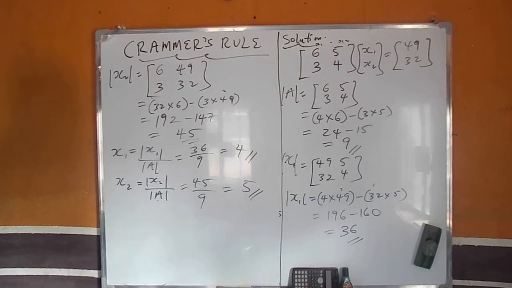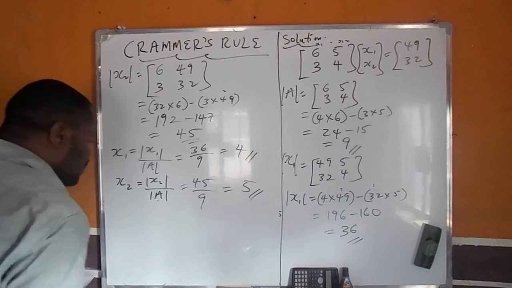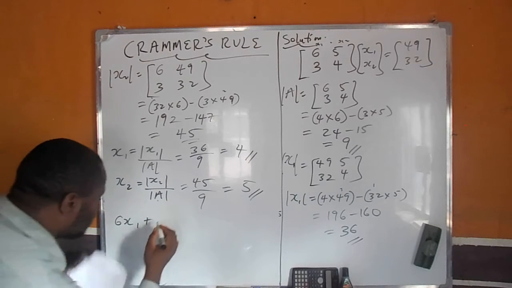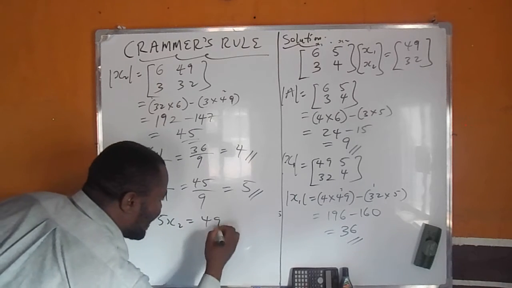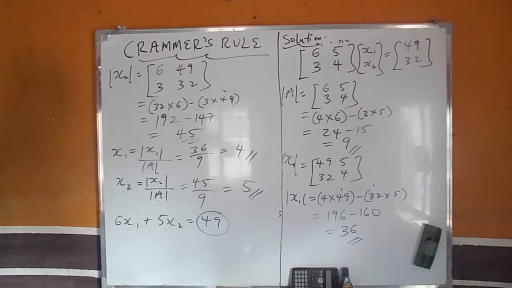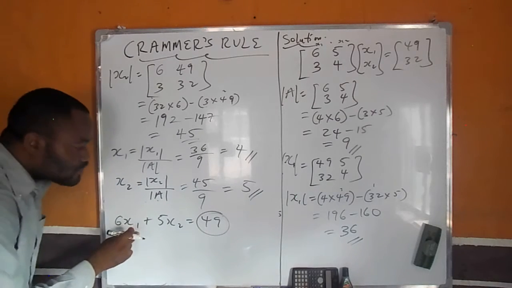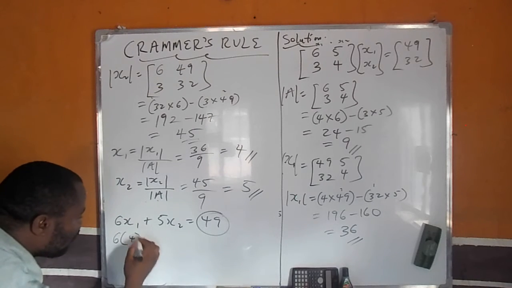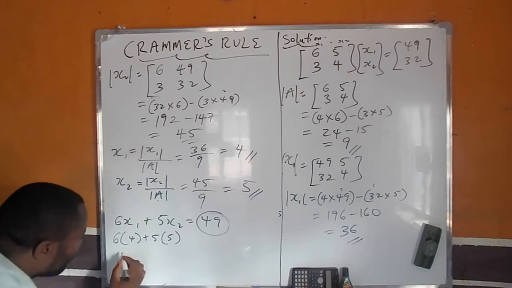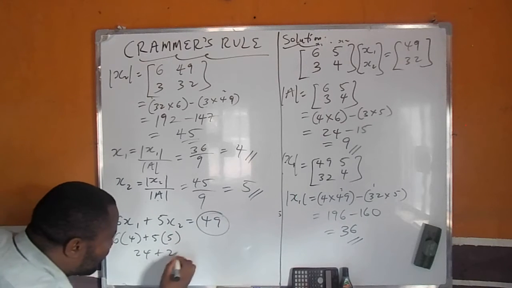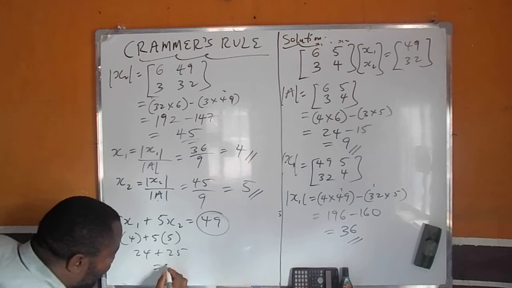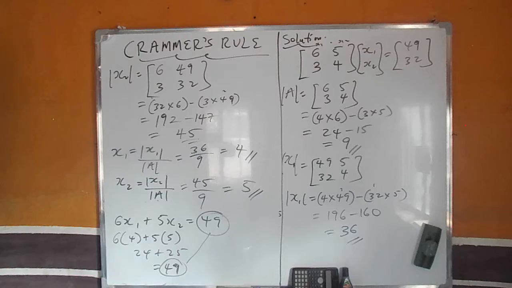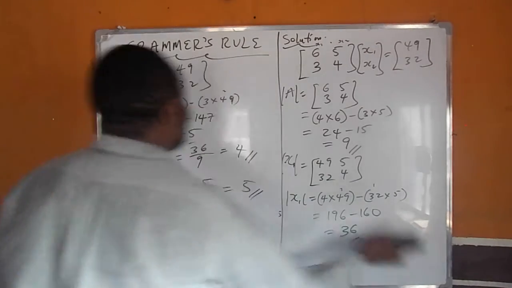To verify if our answer is correct, let's go back to the question. Equation 1 says 6x1 plus 5x2 equals 49. Let's see if we get this 49 by replacing x1 with 4 and x2 with 5. 6 times 4, 24, plus 5 times 5, 25. 24 plus 25 gives us 49, which is the same as this. That shows that we are correct. We can move further to example 2.